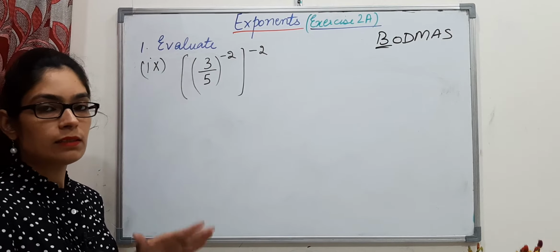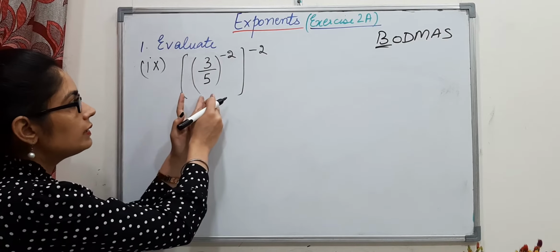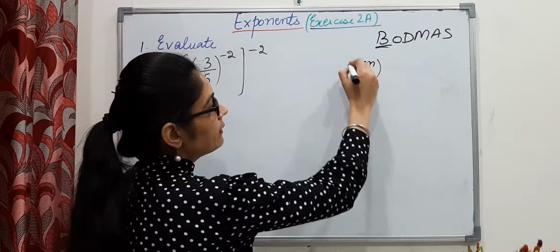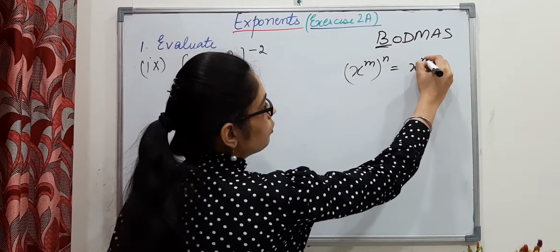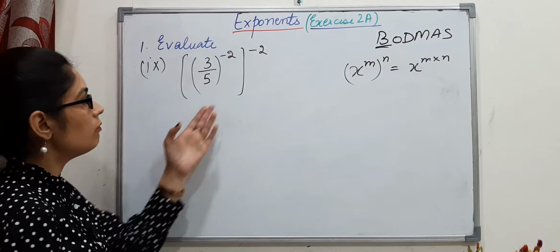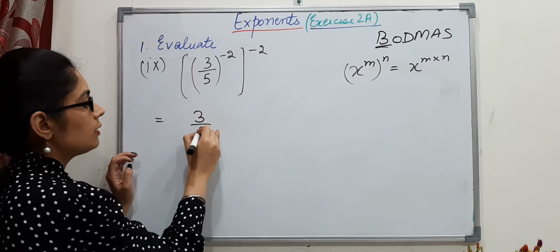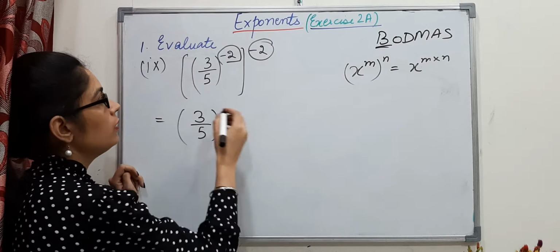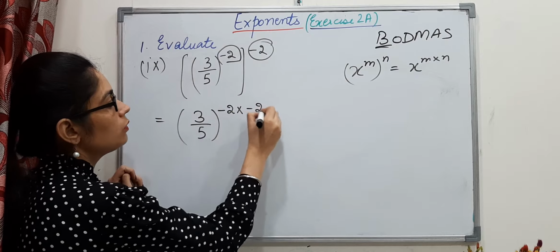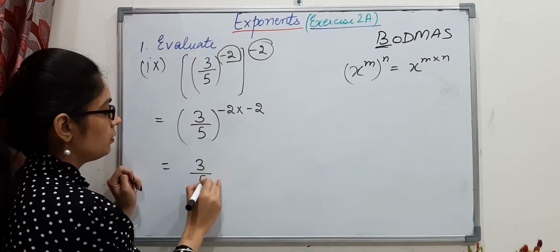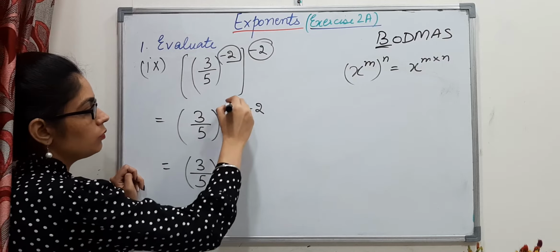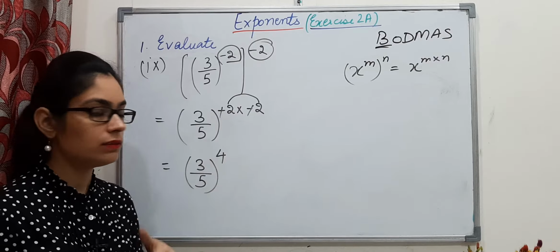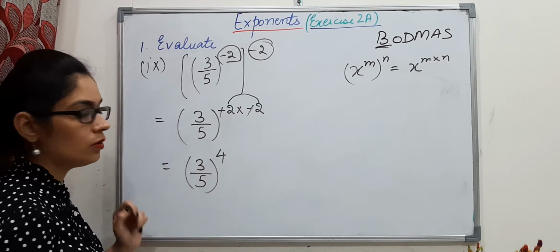This part is exactly similar, as I have already told you: one single base and two powers are there. So the same rule we have to apply, the power rule. When a single base has two powers, we have to multiply the powers. Same thing we'll do here. So 3 by 5 is the base, minus 2 and minus 2 are the powers, like m and n. So we multiply minus 2 with minus 2: 3 by 5 to the power minus 2 into minus 2. So 2 into 2 is 4. The minus and minus signs will get cancelled with each other. So 3 by 5 whole power 4.